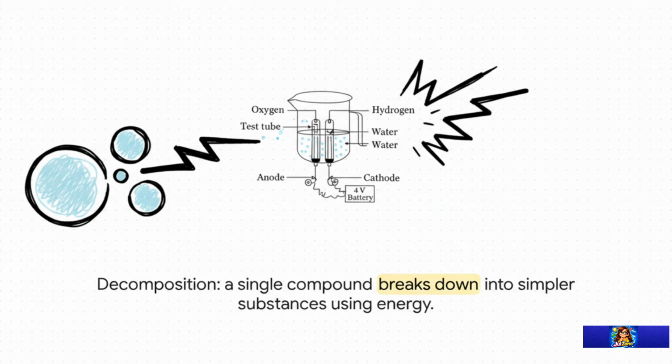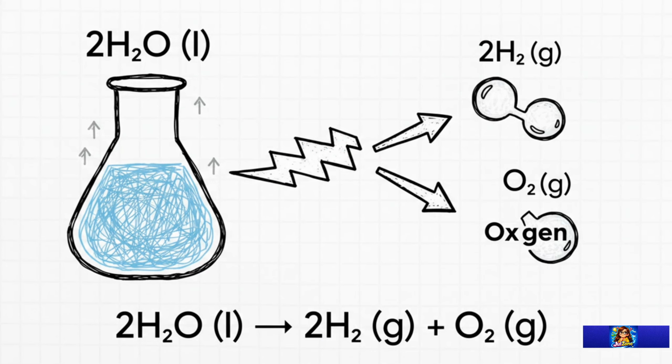What you're seeing here is a process called electrolysis, where we're using electricity to split water back into its core elements. Now, the balanced equation for splitting water tells the whole story.